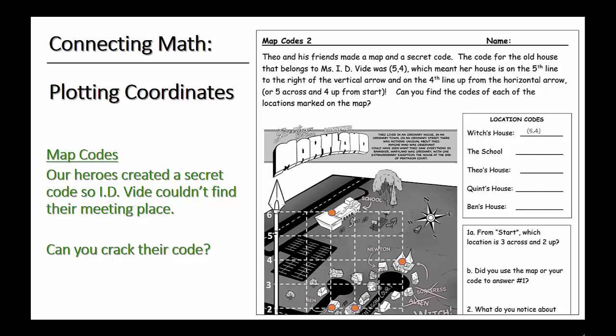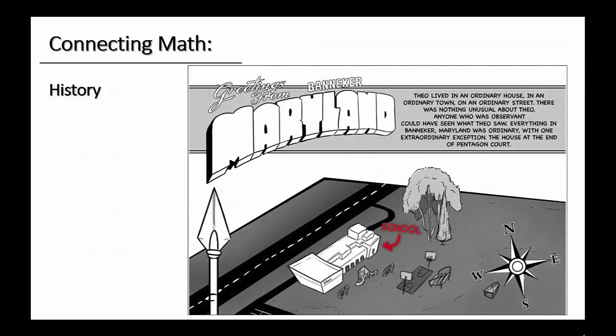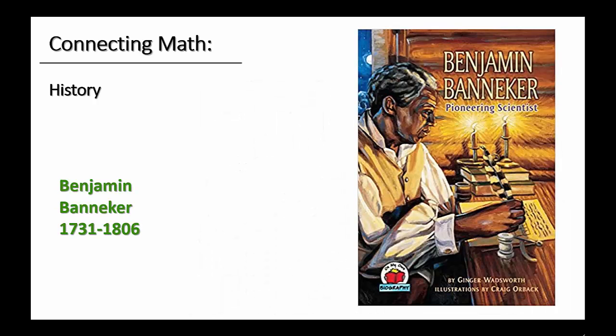You can also use Newton's Nemesis to connect to history. Notice that Theo and his friends live in Banneker, Maryland. That's named after Benjamin Banneker. From 1731 to 1806, he was our first African American pioneer of science and mathematics.